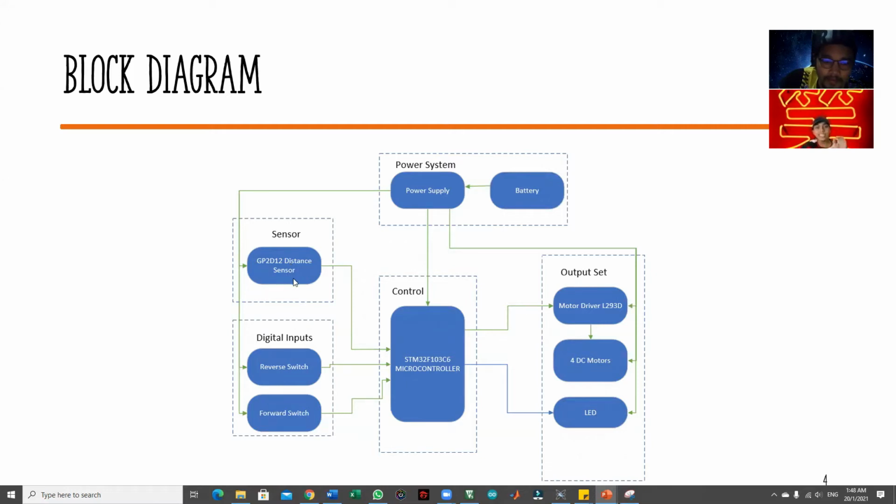Okay, we use the GP2D12 distance sensor as our car parking sensor. The distance of the sensor can be set, and this sensor will send a signal into the microcontroller, and then the microcontroller will read this signal and send the data to the output set. The output set here is a DC motor.